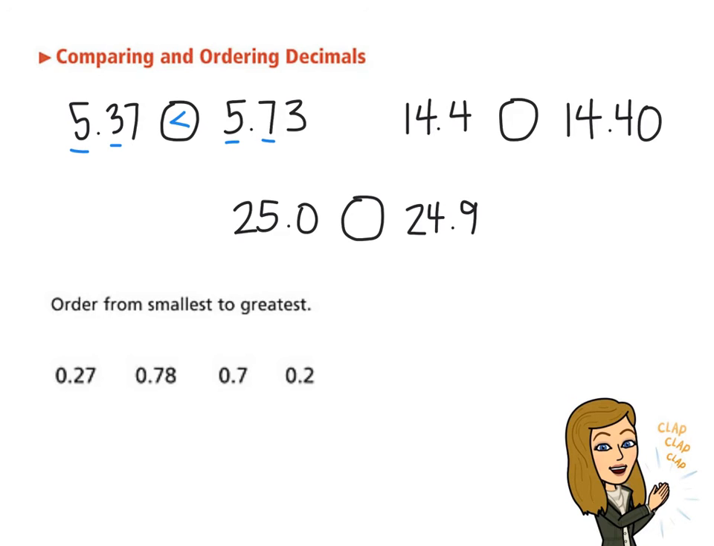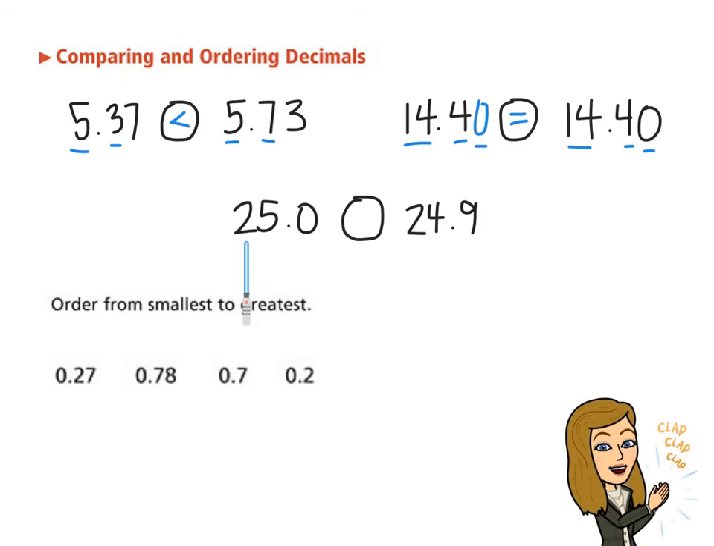The next one is 14 and 4/10 versus 14 and 40/100. Well, remember, I could easily add a 0 onto the end of this number, and then so far we have 14 and 14, 4 and 4, 0 and 0. So these decimals are equal.